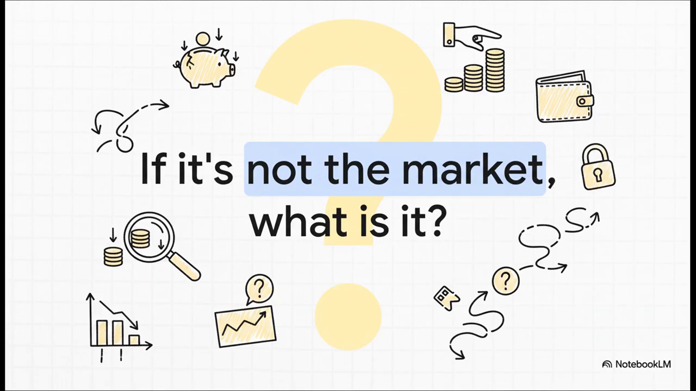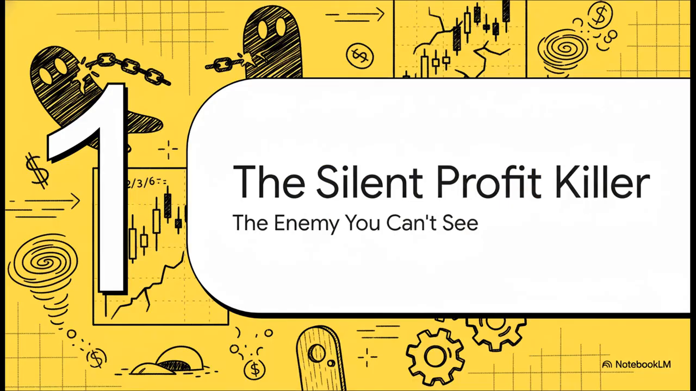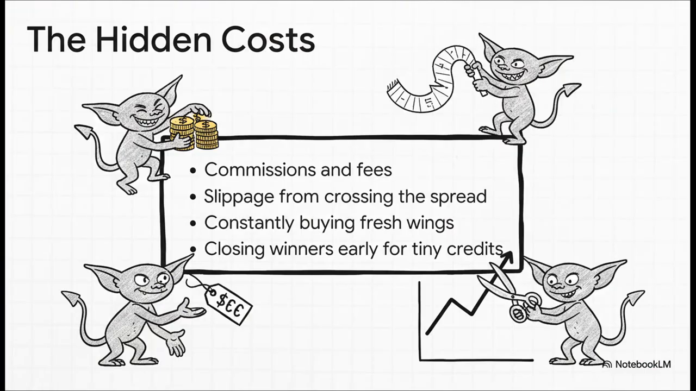And the answer is something that's been hiding in plain sight, just quietly siphoning money from your account on every single trade. So the real culprit here is what our source calls the silent profit killer. And it's not just one thing. It's actually a whole collection of hidden costs and, frankly, structural flaws in the way you might be trading. This is the enemy you can't see on a price chart, but believe me, it is having a huge impact on your bottom line.